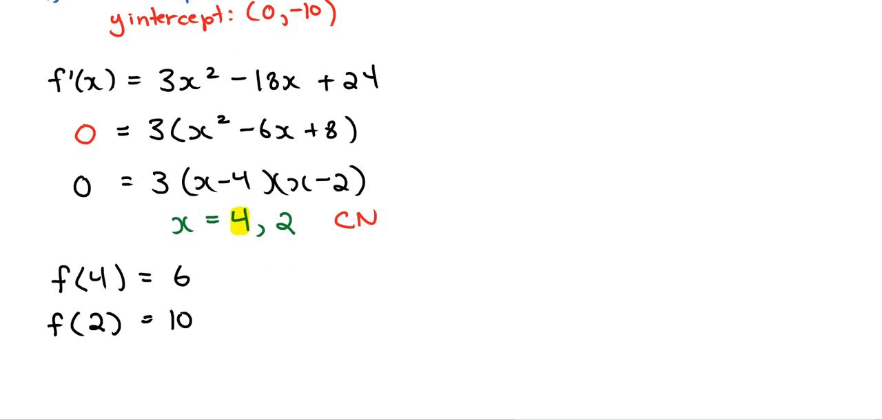So this means that my critical point here is going to be (4, 6), and my critical point here is going to be (2, 10). These two are my critical points, CP. Now I don't know if each is a max or a min yet.